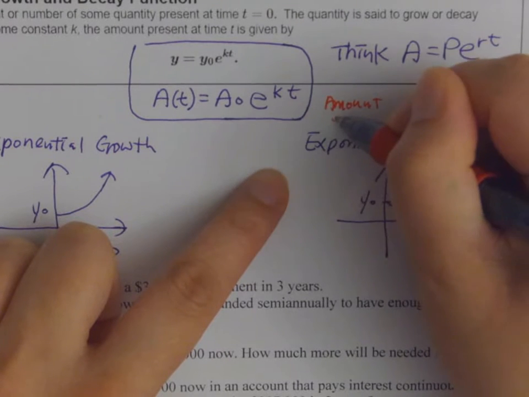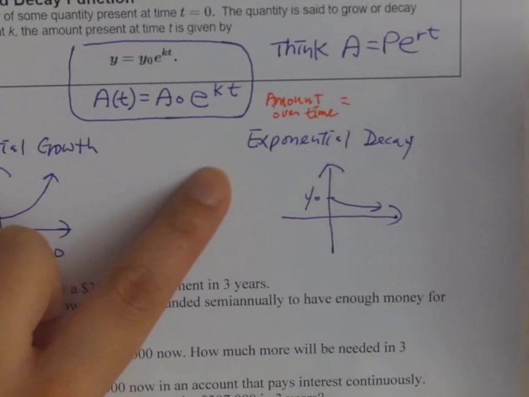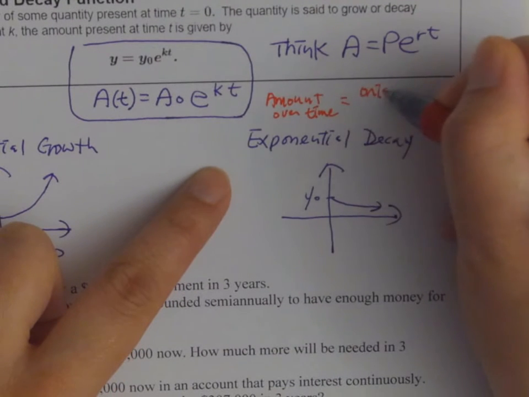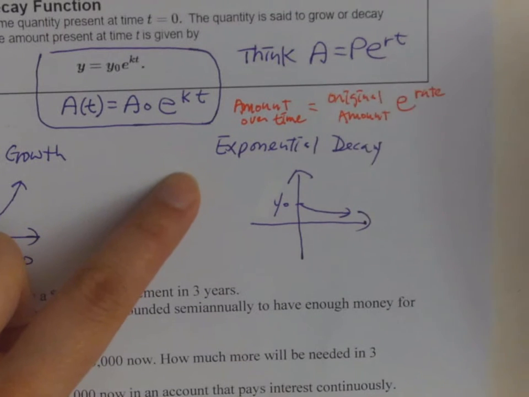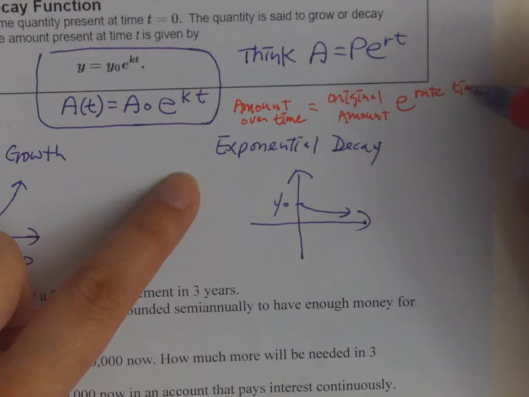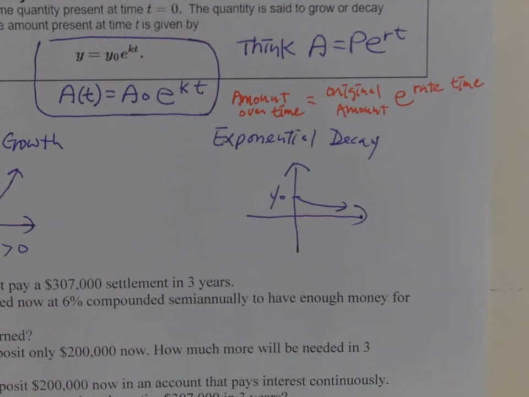So I'm going to write it in words. Amount over time equals the original amount, and then you have your e, and then you will have the rate times whatever time that is. Okay.